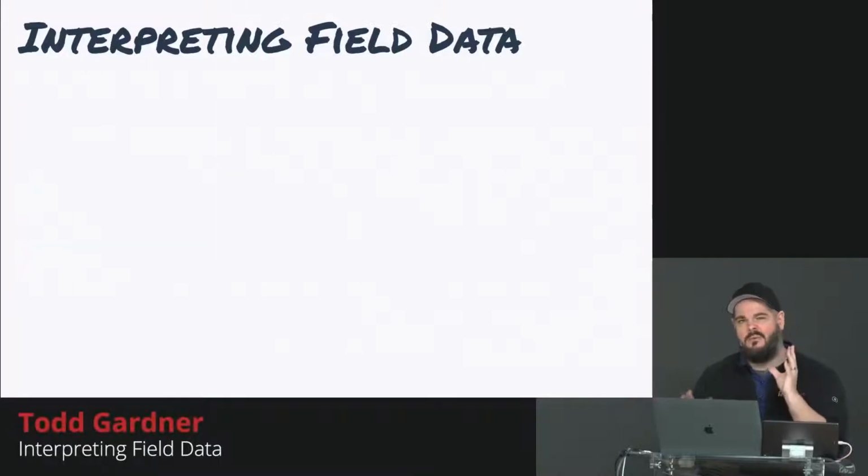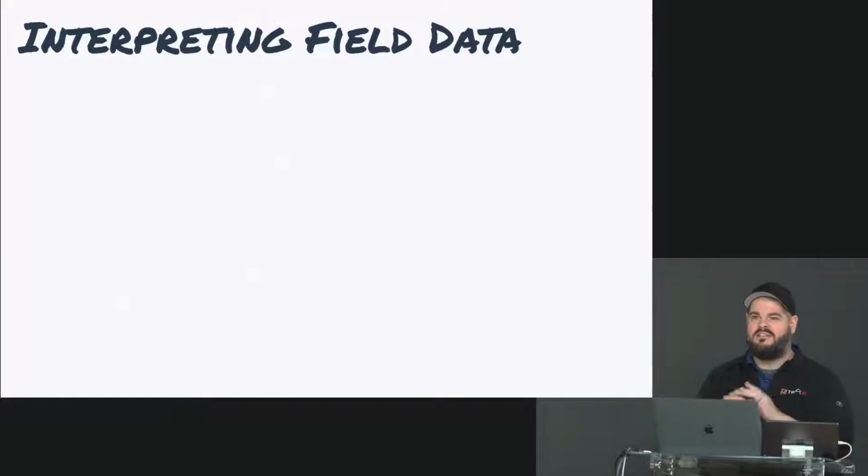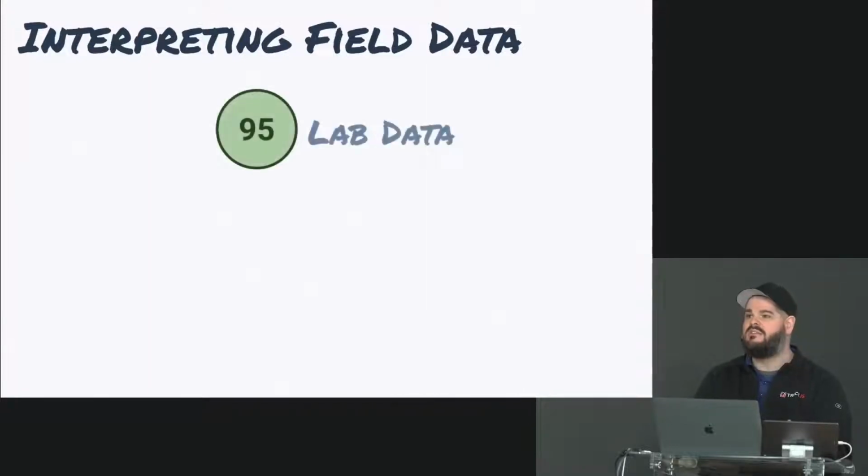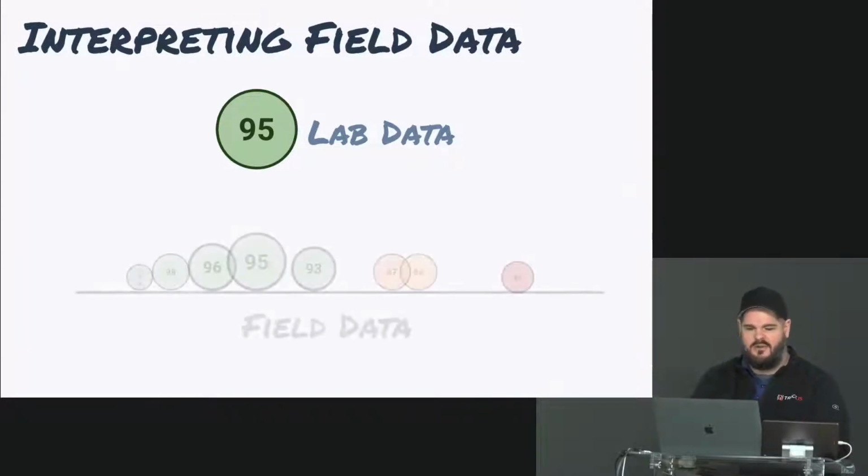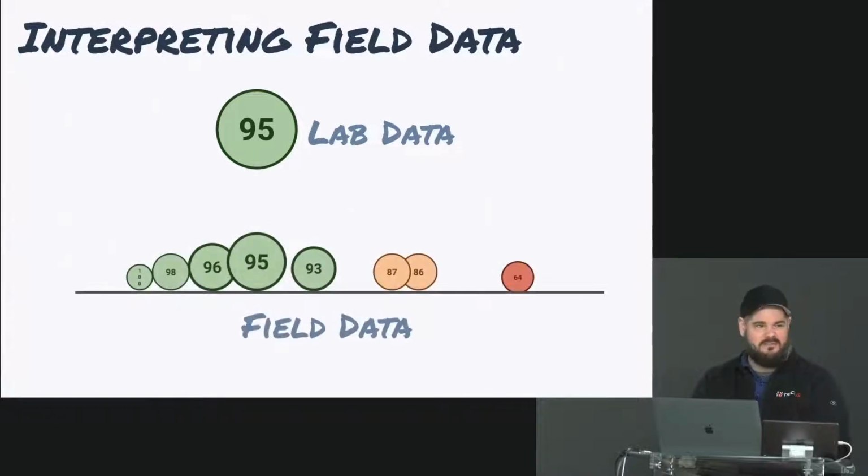But we have to think about what that data means. So let's take a look at some quick statistics, because field data is different than lab data. When we get lab data, we get a score. So our website was ranked 95 in a Lighthouse score. So we think, oh yeah, that's great. But if we take corresponding field data to that same score, we get lots of different scores.